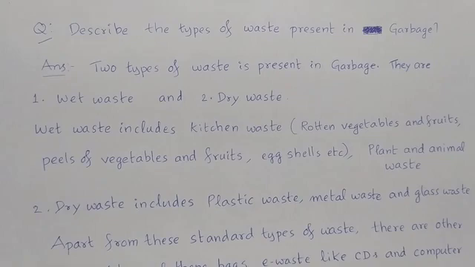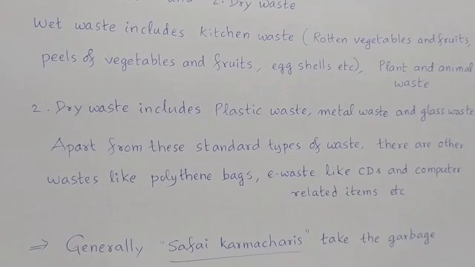The wet waste includes kitchen waste, especially rotten vegetables and fruits, peels of vegetables and fruits, eggshells, etc., and plant and animal waste. The dry waste includes plastic waste, metal waste, and glass waste. Apart from these standard two types of waste, there are other wastes like polythene bags, and e-waste like CDs and computer related items.